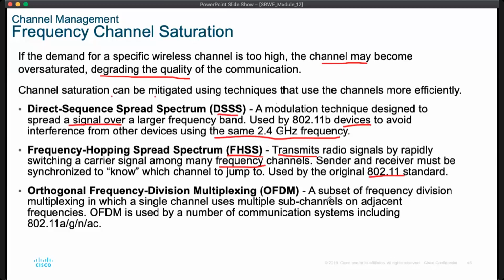Next, OFDM, which stands for orthogonal frequency division multiplexing. OFDM is a subset of frequency division multiplexing, in which a single channel uses multiple subchannels on adjacent frequencies. OFDM is used by a number of communication systems, including 802.11 a, g, n, and ac.